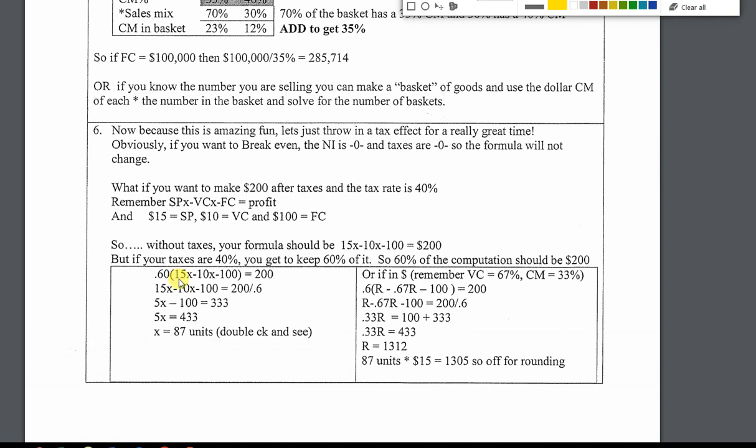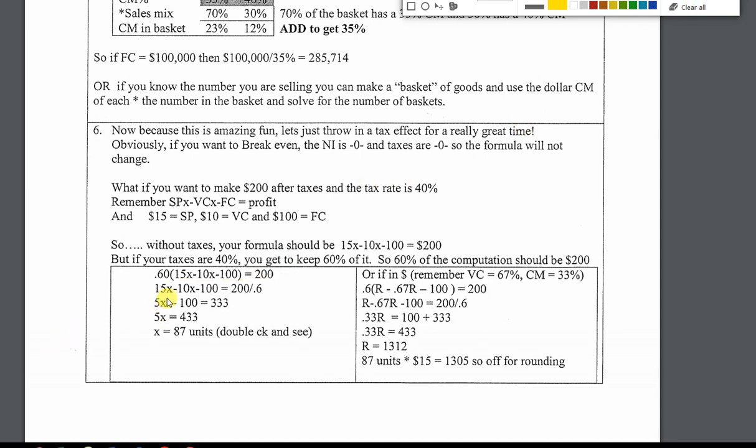Okay, so I have 15x, it's my selling price, minus variable cost, which is 10x, minus fixed cost is 100. Okay, and that equals, I'm going to set it equal to $200 right now. Okay, however, here's the problem. If I have taxes on that $200, if I pay 40% in taxes, I get to keep 60% of it. So 60% of this side is $200.